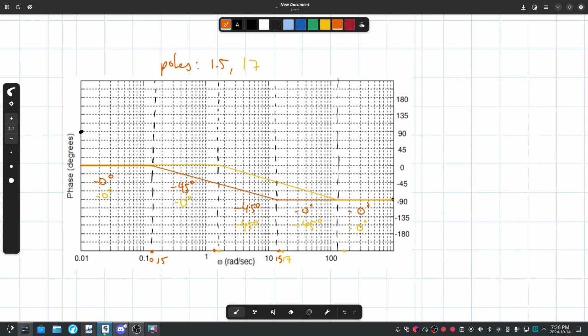Why did it change at 0.15 and at like 115? So that's 150, not 115. That's just how phase works. So our pole here is 1.5, right? So what this means is from 0.15 to 150, you're going to have a drop of 45 degrees per decade.